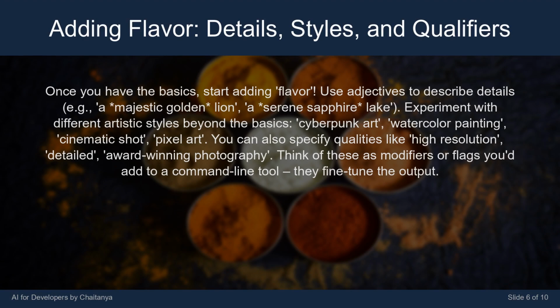Once you have the basics, start adding flavor. Use adjectives to describe details, e.g., a majestic golden lion, a serene sapphire lake. Experiment with different artistic styles beyond the basics: cyberpunk art, watercolor painting, cinematic shot, pixel art. You can also specify qualities like high resolution, detailed, award-winning photography. Think of these as modifiers or flags you'd add to a command line tool. They fine-tune the output.